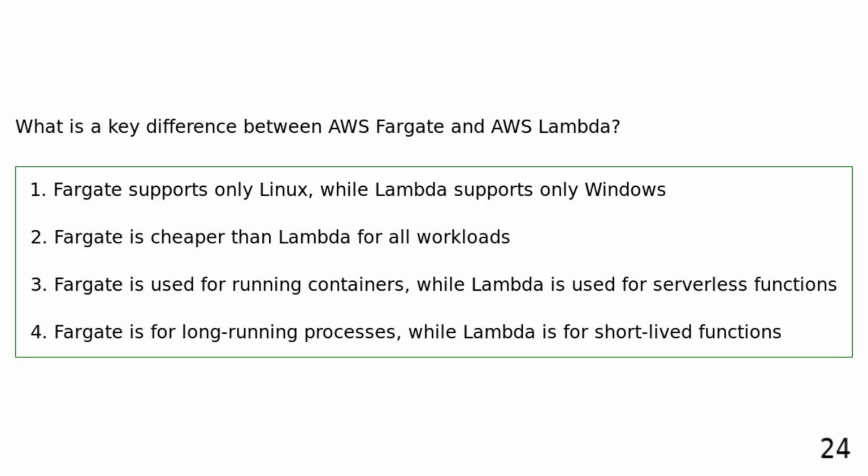What is a key difference between AWS Fargate and AWS Lambda? Fargate supports only Linux, while Lambda supports only Windows. Fargate is cheaper than Lambda for all workloads. Fargate is used for running containers, while Lambda is used for serverless functions. Fargate is for long-running processes, while Lambda is for short-lived functions.